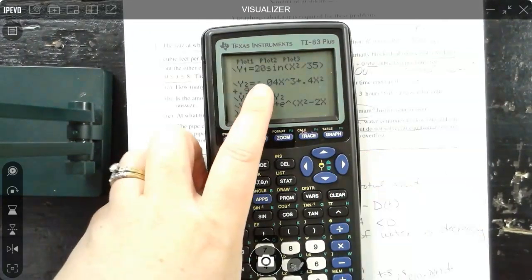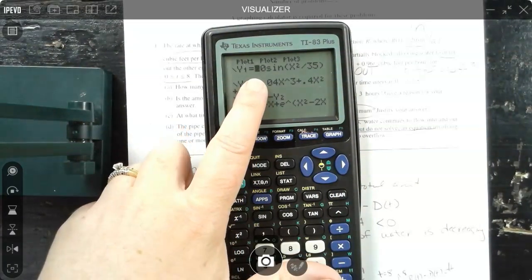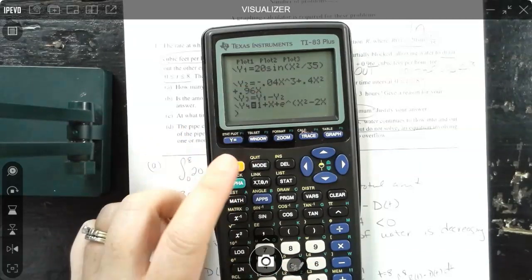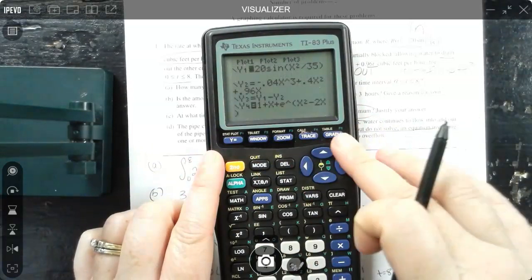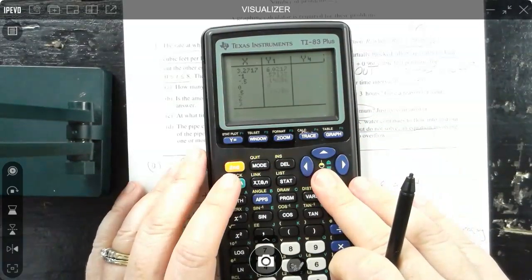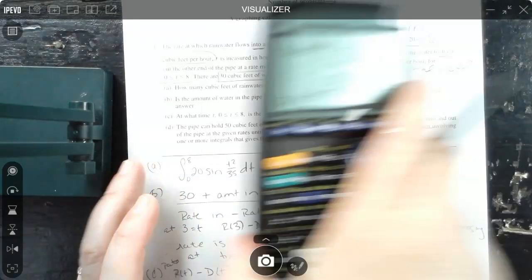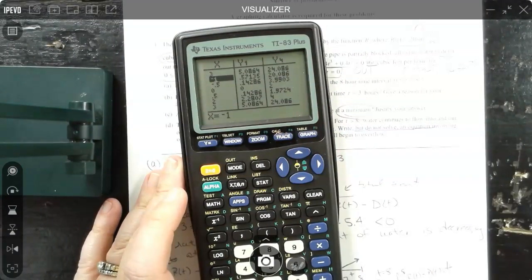All right, I'm in Y1. I saved all my equations so y'all could see them. Here's my Y1. So if I go into table, at, what is it, at 3?